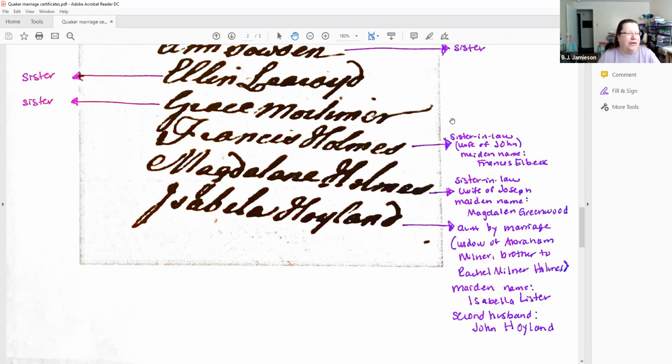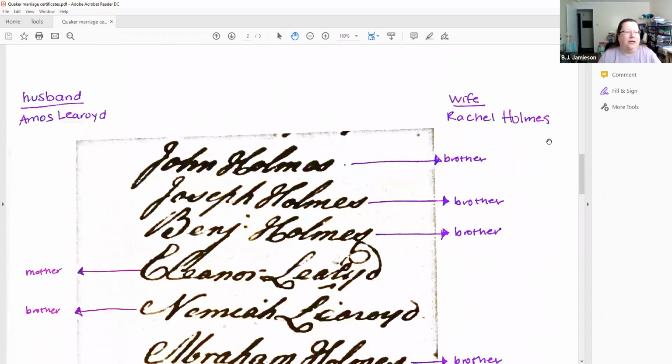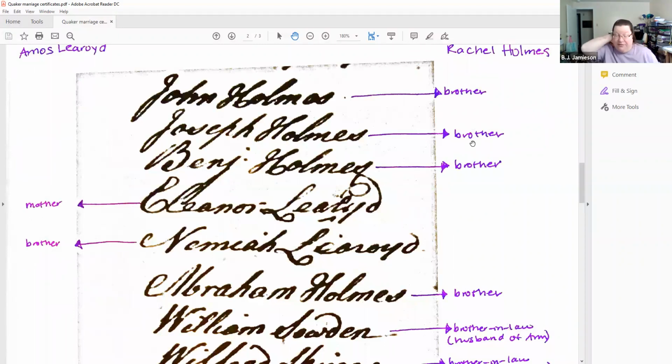And here's the one that really helped me pin down exactly which family it was. This woman is actually the bride's aunt by marriage. Isabella's first husband was Abraham Miller, who was the brother of Abraham Milner, who was the brother of Rachel Milner, who was Rachel Holmes's mother. And so this gives me enough information that even if I never find a birth record for Rachel Holmes that connects her to her parents, I can say confidently that she belongs in this family with this Rachel Milner Holmes and this Thomas Holmes and these brothers.